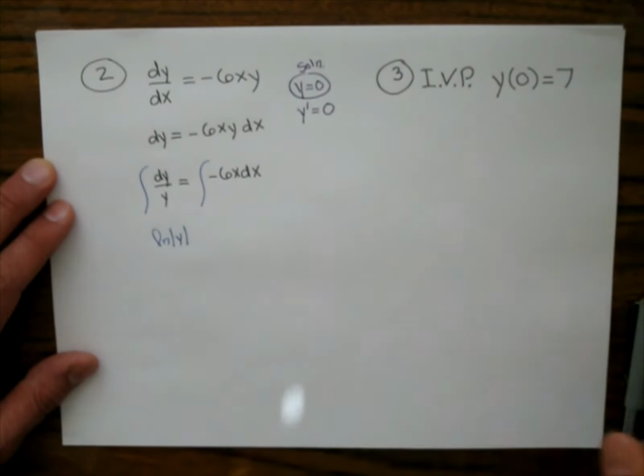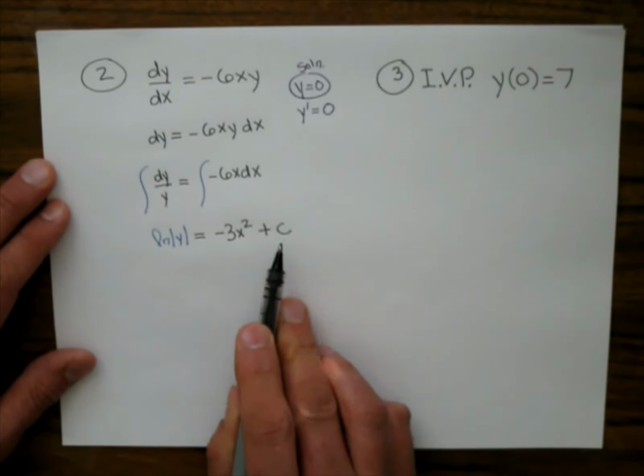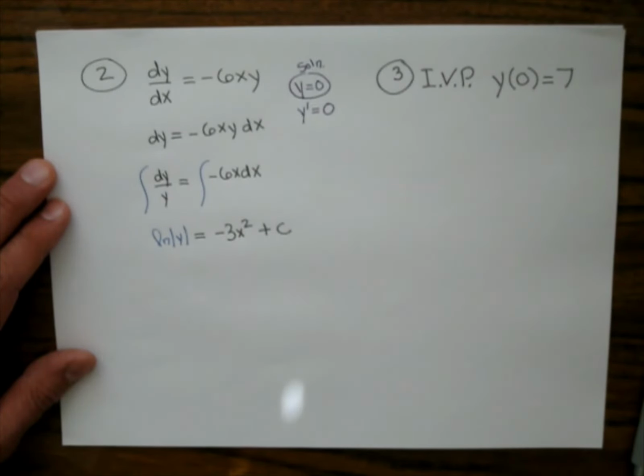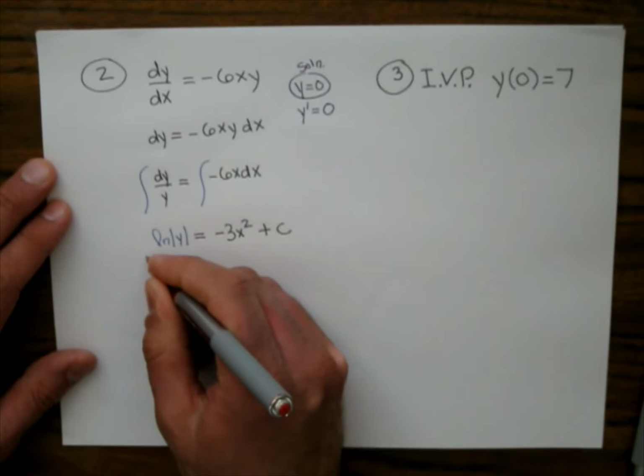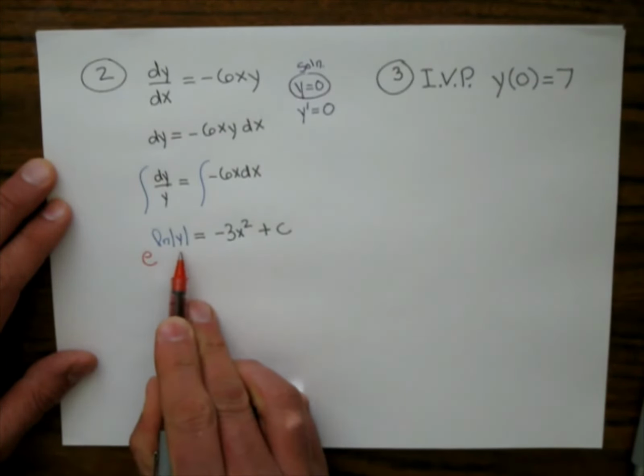I'm going to go ahead and switch back to black. This equals the integral of negative 6x, which is actually negative 3x squared plus, and I'm going to just put a c there. So this c represents the constant from this side and the constant from that side, and we put it over there. The next thing I'm going to do is exponentiate both sides of the equation. We have this equals that, so I'm going to say e to that ln absolute value y equals e to that junk over there.